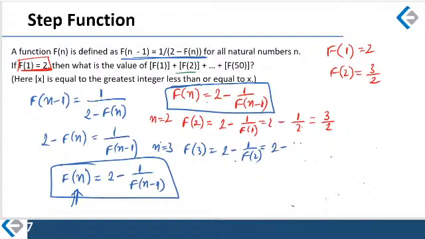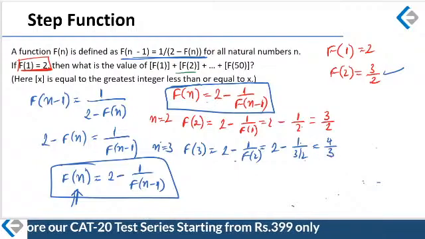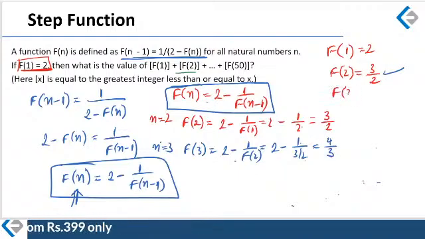That is nothing but 2 minus 1 divided by, what is f of 2, friends? 3 by 2. This is what you will be writing here. Therefore, that would become 4 divided by 3. Ultimately, it becomes 4 divided by 3. Therefore, f of 3 is equal to 4 divided by 3.